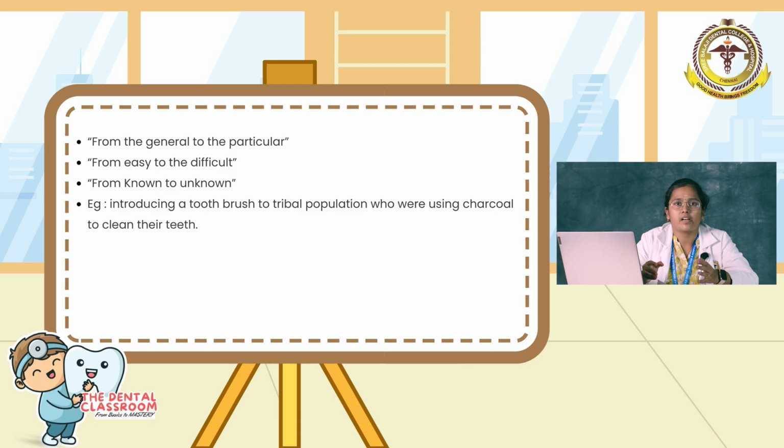For example, if we are giving health education for a tribal population, first we have to show them how the toothbrush will look like and what are the benefits of using it and what they are using and how it affects the population. For example, if the tribal population is using charcoal, how it stains their teeth and how it looks ugly, while if they are using a toothbrush, how it will look like and how it is easy to use. These are the things we have to tell them before starting to give them brushing technique advice.